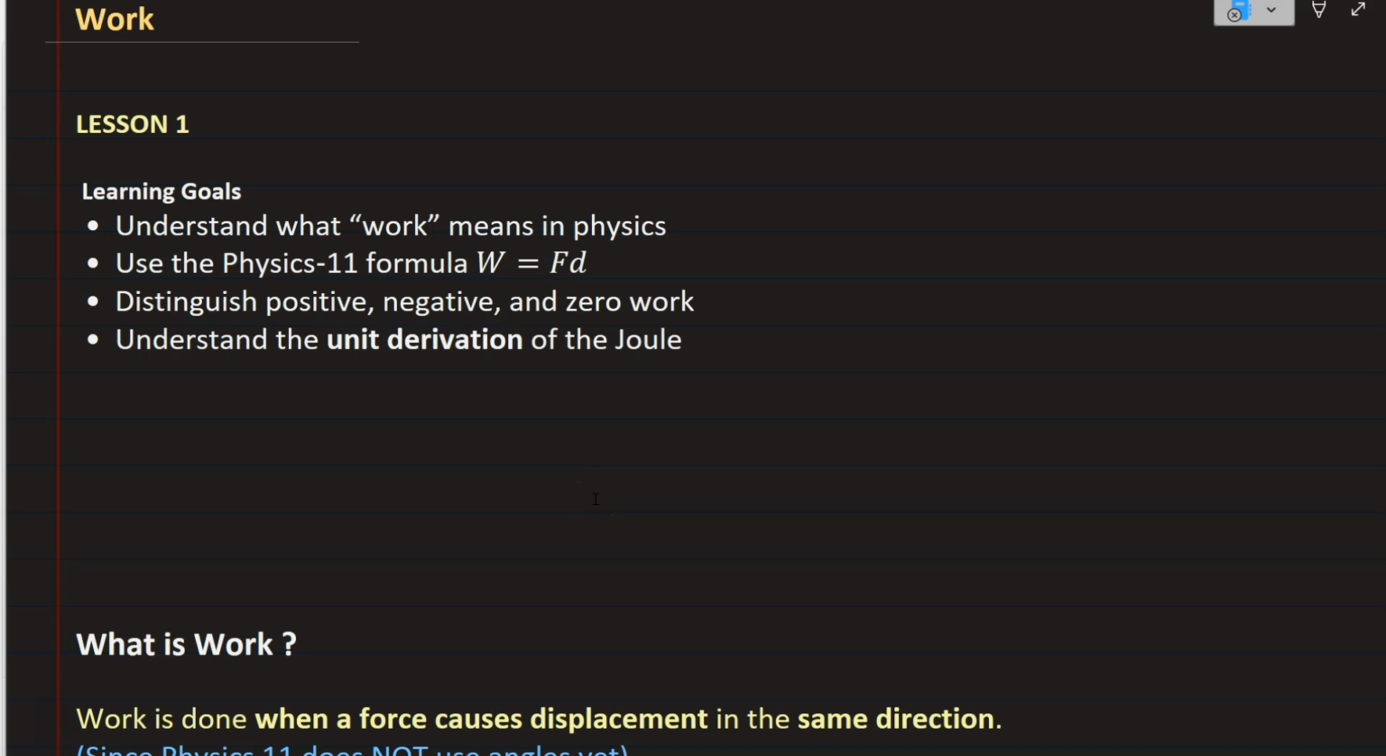This lesson is about work. We're going to go through 3, 4 examples plus definitions and understanding the unit derivation of work. These are the 4 learning goals. We want to understand what work means in physics. Number 2, what is the formula, what it means really, and what is D, what is F. Distinguish between positive, negative, and zero work, and then understand the unit derivation.